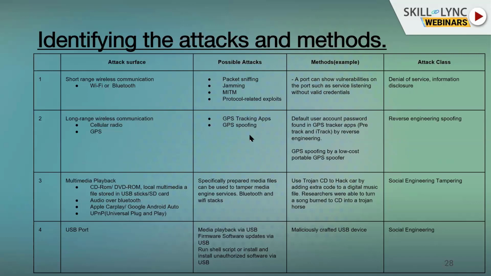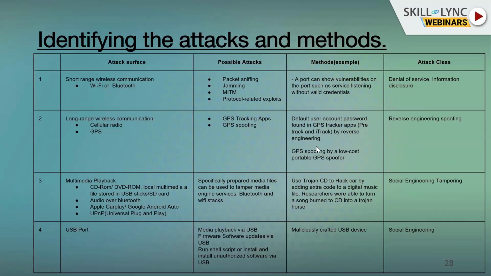Especially if you talk about the possible attacks, specially prepared media files can be used to tamper with the media engine services, as well as Bluetooth and Wi-Fi attacks. You have a USB stick which could be used to reflash your system. In the Jeep Cherokee attack, there was a facility that by default this USB was used to reflash the ECU. It was the method used by the OEM, and the attackers were able to exploit this method to reflash their software into the ECU. In this way, this particular attack surface could be compromised.